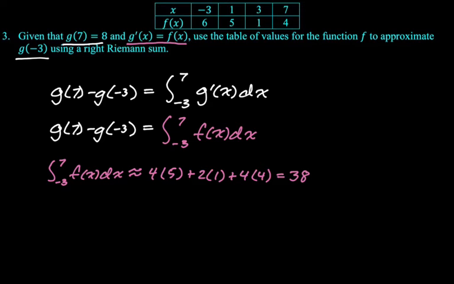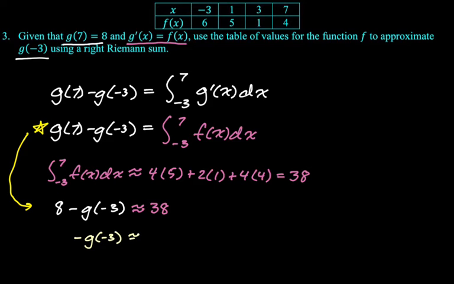All right, so now what does this mean? Well, this is what we're trying to evaluate, right? So we know g of 7 is 8. We're looking for g of negative 3, and we just approximated that integral with 38. Now it's like an algebra 1 problem. I'm going to subtract 8, and then I will divide by a negative. So I think that g of negative 3 is approximately negative 30. It's kind of an interesting problem.